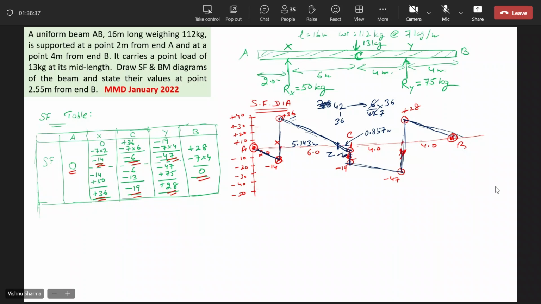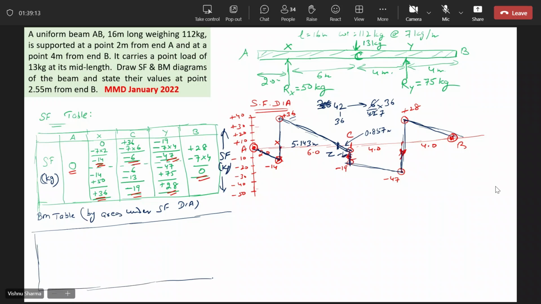So now, can you please make the BM table for 6 points? I'm writing BM table in brackets. SF units, guys, here I didn't write, please write it. SF units are kg. And here on the graph also, SF in kg. BM table by areas under the SF diagram. And we'll have 6 of them now. Order has to be as per the SF diagram, class.